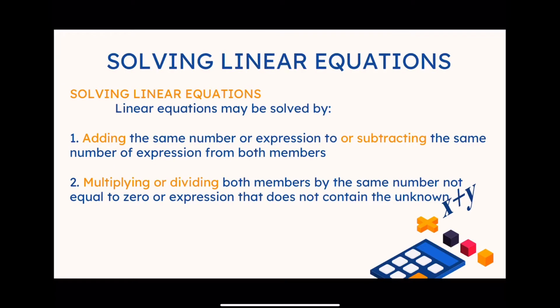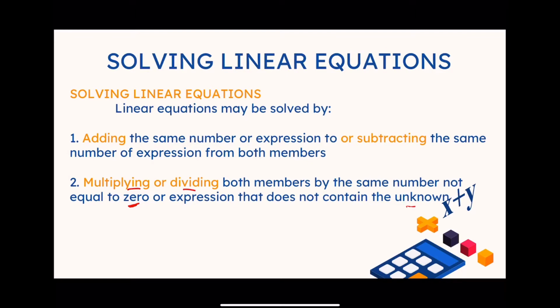The next step is you can either multiply or divide both members by the same number not equal to 0, or an expression that does not contain the unknown. Whenever you are dividing or multiplying both sides of the equation, number one, it should not be 0, because that will make your equation undefined. And it should be an expression that does not contain the unknown, because our target here is to have the unknowns on the left side of the equation.